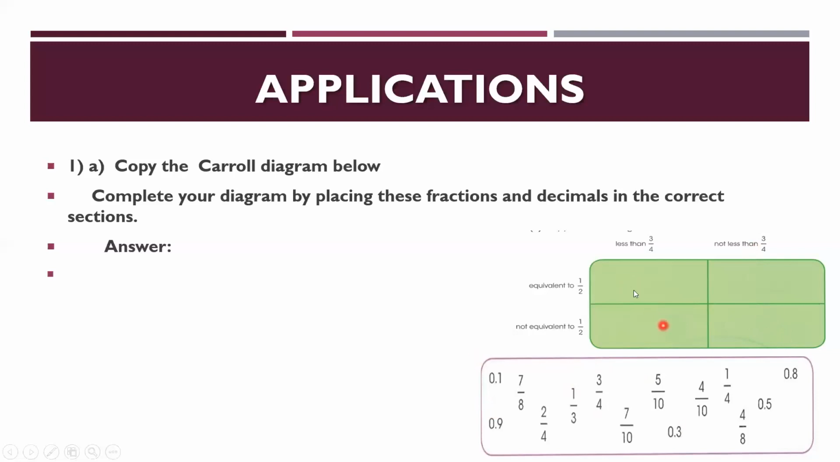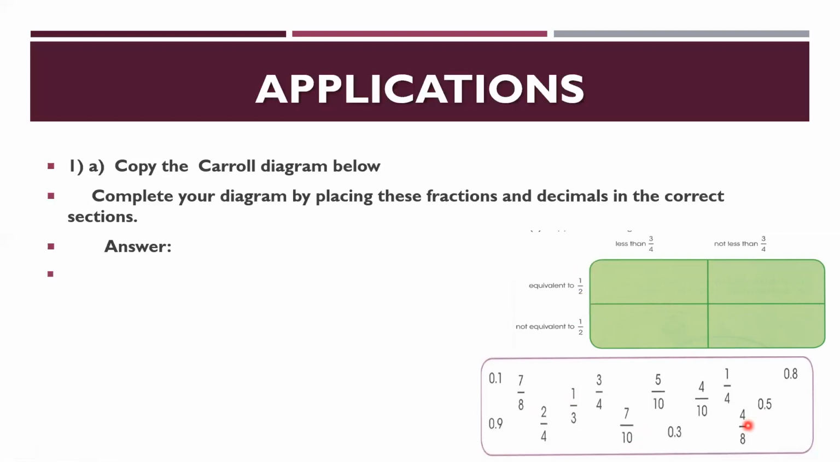Now we will be concentrating over here. Now we have to pick out decimals and fractions which are less than 3 by 4 as well as equivalent to 1 by 2. So equivalent to 1 by 2 means what? 1/2. So in decimal form, when you divide 1 by 2, you will get the answer 0.5. Is that a number here? Yes. So 0.5 will be here.